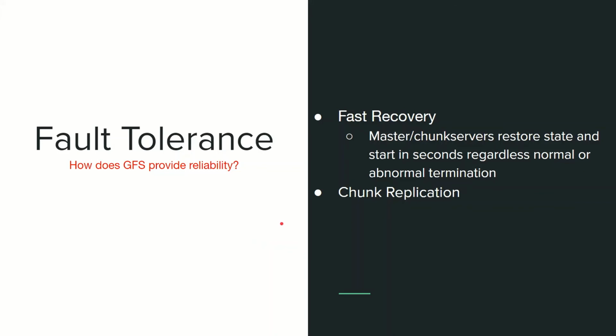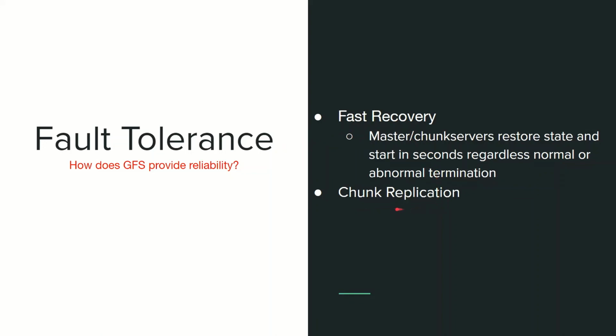Next, we'll see the fault tolerance in GFS. This is also an answer to how GFS provides reliability. First is fast recovery. We have seen this because master and chunk servers restore state and start in seconds regardless of normal or abnormal termination. In fact, the developers at Google do not have a shutdown mechanism. They just switch off the entire system. So the system is fault tolerant enough to recover easily from such terminations.